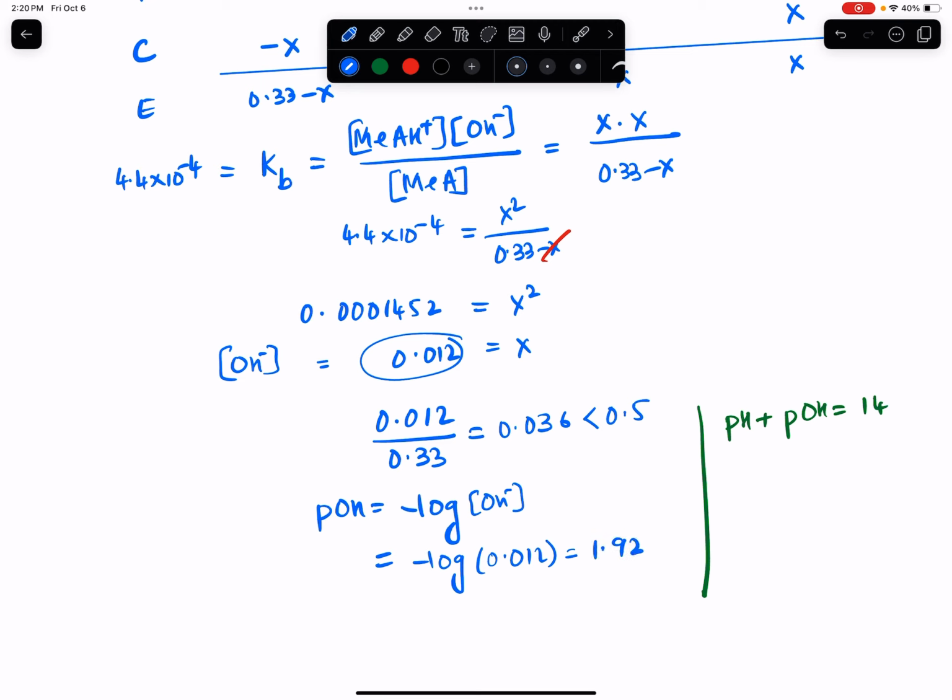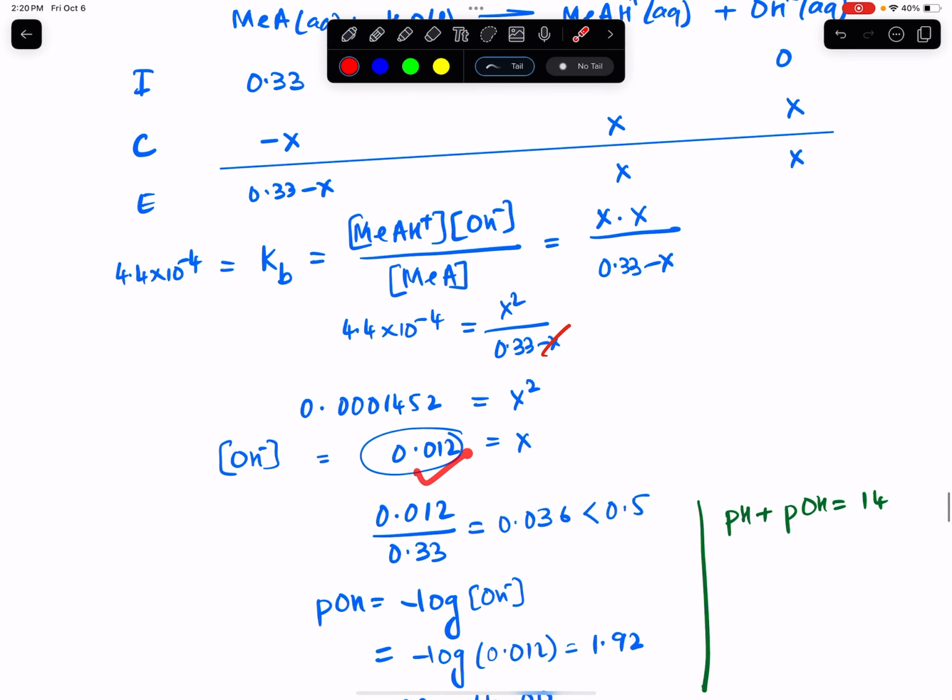And then if we plug that into this relationship, we get pH plus pOH, which is 1.92, is equal to 14. So pH solves out to be 12.08. And there you have it. That is the pH of the solution.